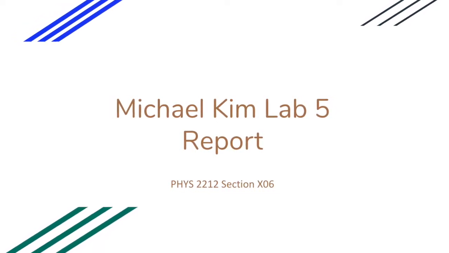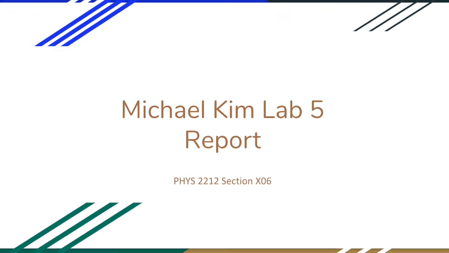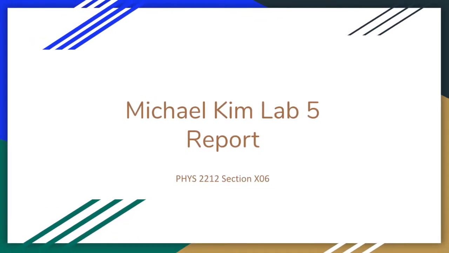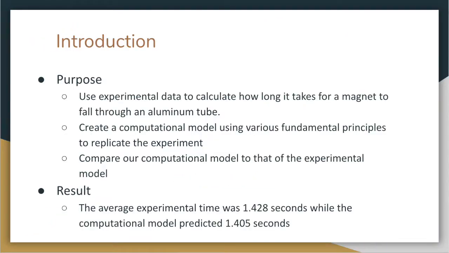This is my lab report 5 for Physics 2212, section X06. To start, the purpose of this lab is to use experimental data to calculate how long it takes for a magnet to fall through an aluminum tube. We also aim to create a computational model using various fundamental principles to replicate the experiment, and we try to compare our computational model to the experimental model.